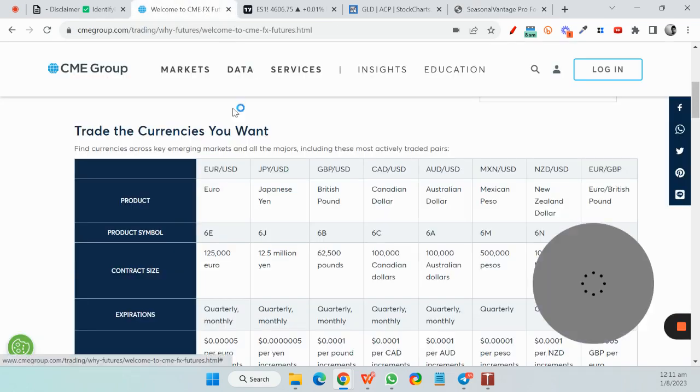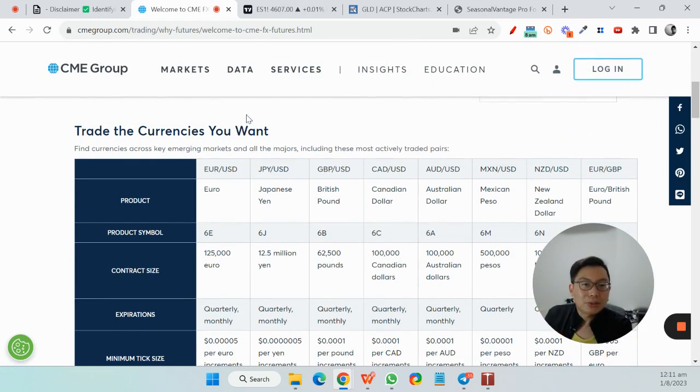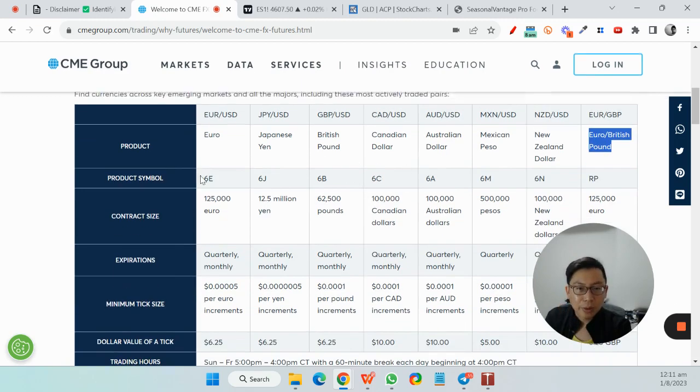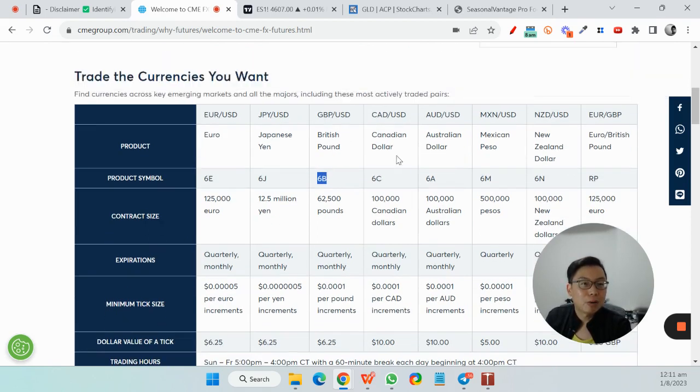And just to let you know, there are a few core currency futures over here. So this is the euro, yen, British pound, Canadian, Australian, Mexican, and New Zealand dollar. Euro and British are not so common. And the product symbol is like this: 6E is euro, 6J, J stands for the Japanese yen, 6B stands for British pound, C stands for Canadian, A is Aussie, and then Mexican, and Kiwi, that's New Zealand, and such.